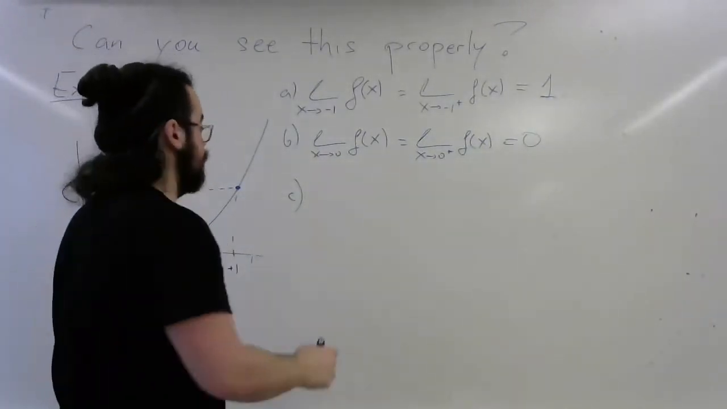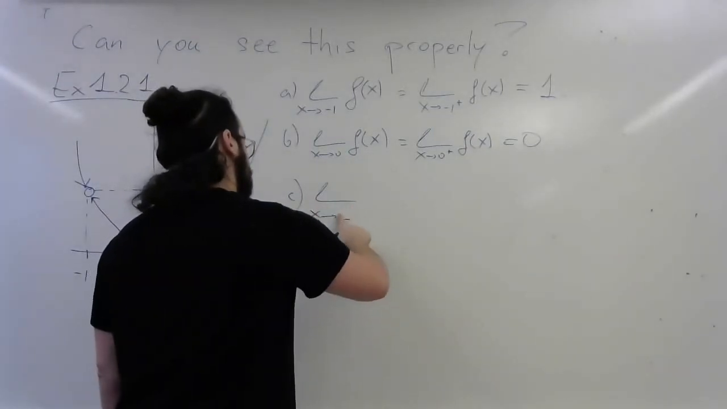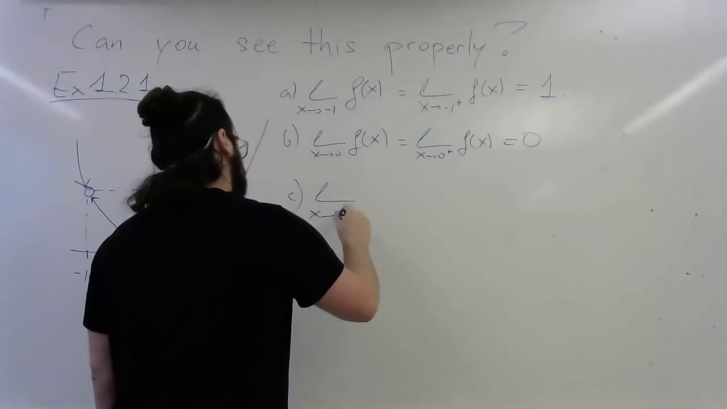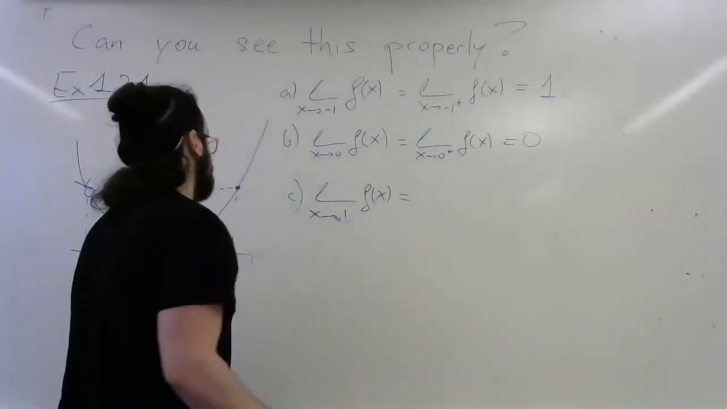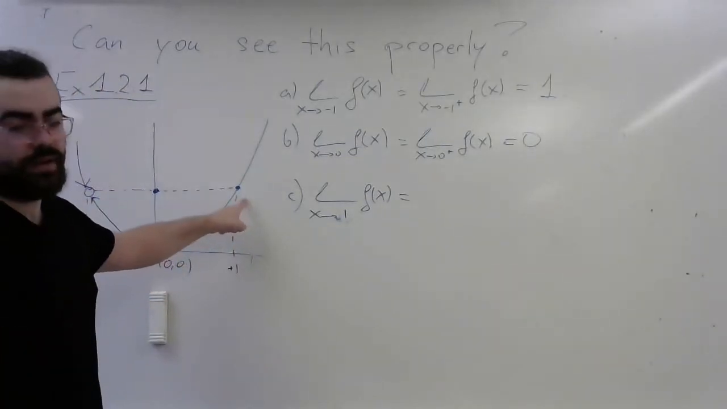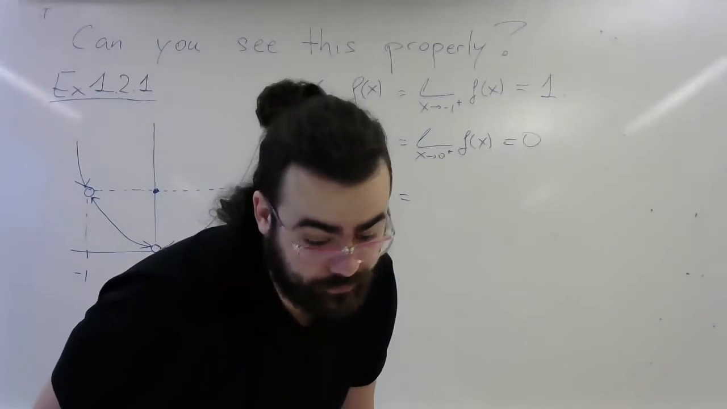And in the third case, we have the limit when x tends to 1. And in this case, the function is defined at 1. So the limit at that point is exactly the function evaluated at that point.